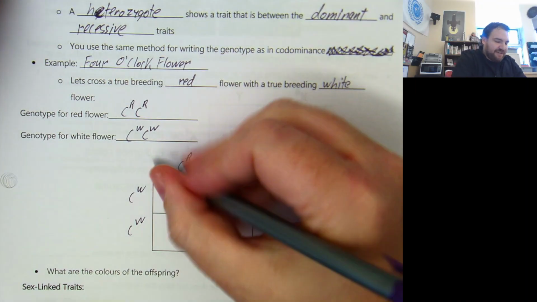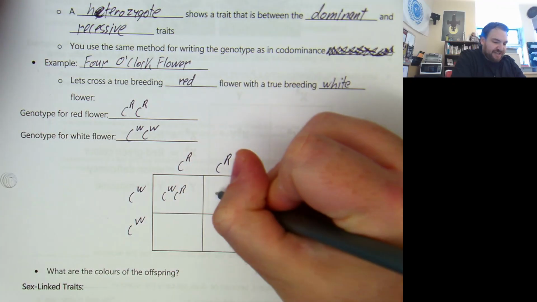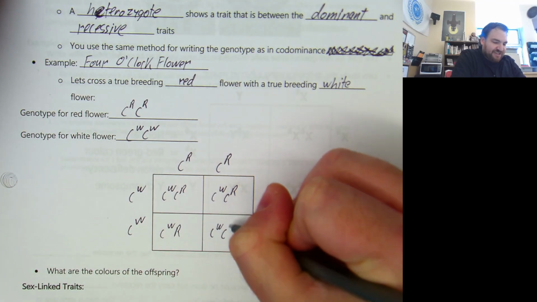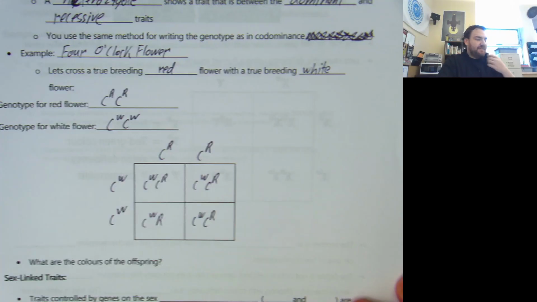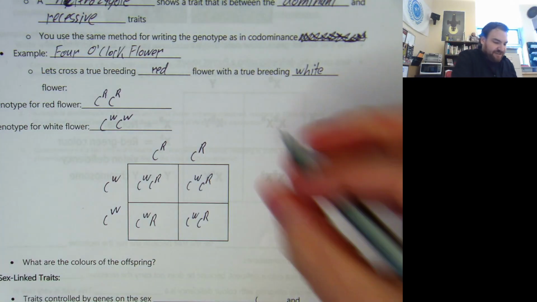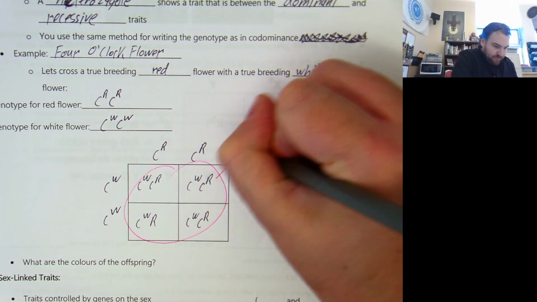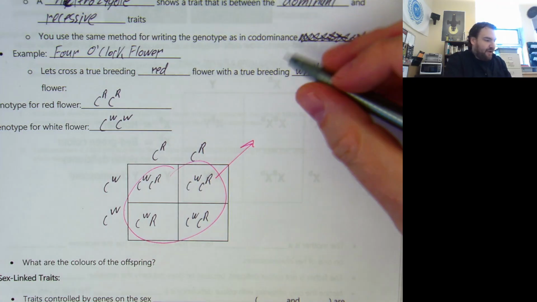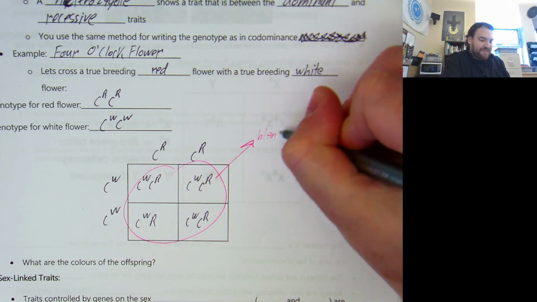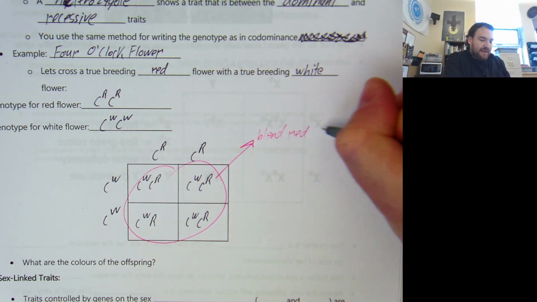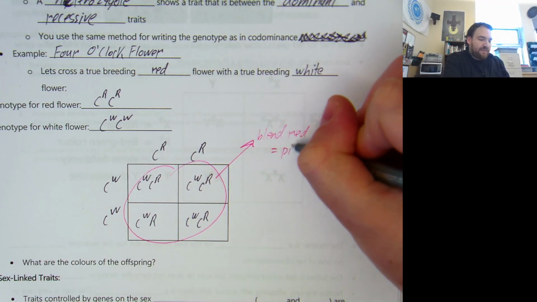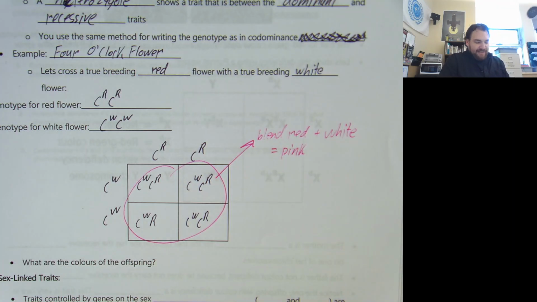And we're going to get CW, CR, CW, CR, CW, CR, and CW, CR. Now, if these are incompletely dominant, all of these are going to produce a trait between white and red. What happens when you blend, artists, red and white? The blend of red and white equals pink. It's like I picked that color of pen on purpose.